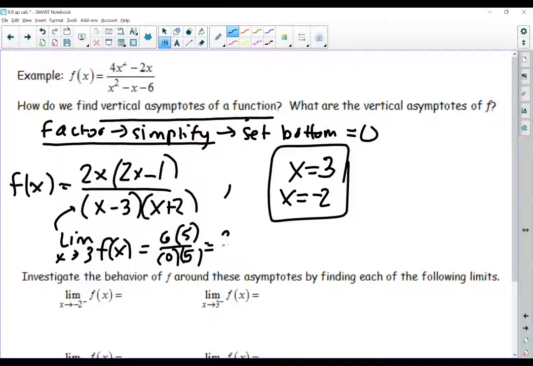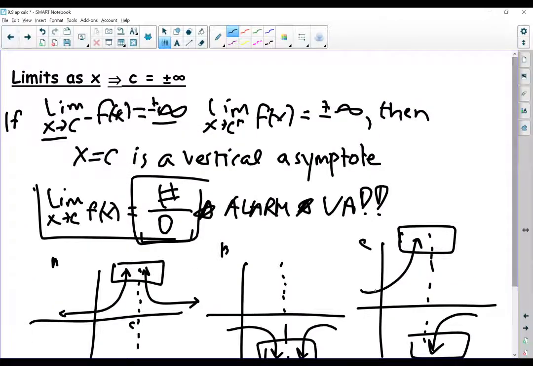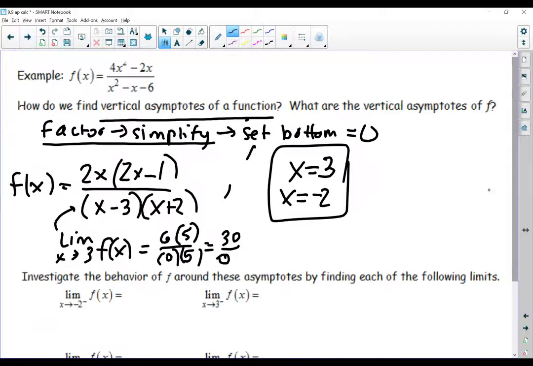Okay, I end up with 30 over 0. So in my heart, I'd be like, oh, the limit doesn't exist because I have 0 on the bottom. But again, this is a ding, ding, ding, ding, ding, that this is a vertical asymptote. And I have to figure out in this vertical asymptote, which case do I have, A, B, or C?